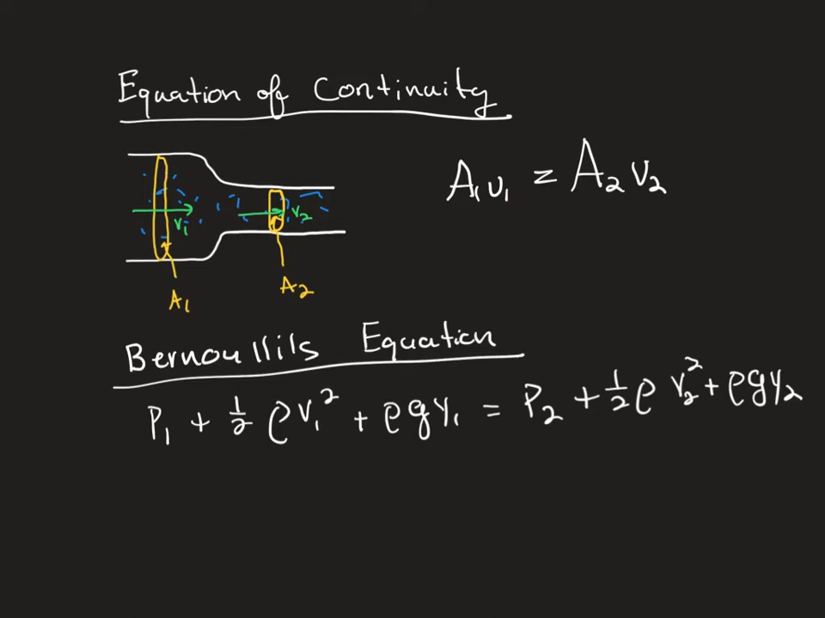This velocity 1 here is this velocity 1 down here. This velocity 2 is this velocity 2 down here. And so we can use these equations together to establish what happens to the pressure of the fluid as you go through a different sized pipe and the velocity changes.